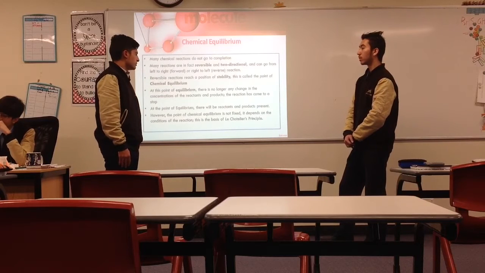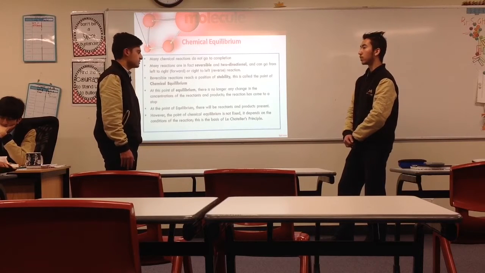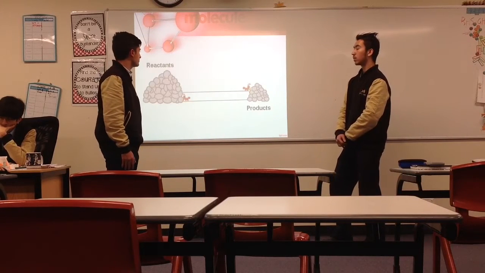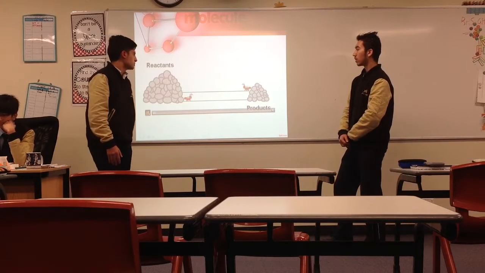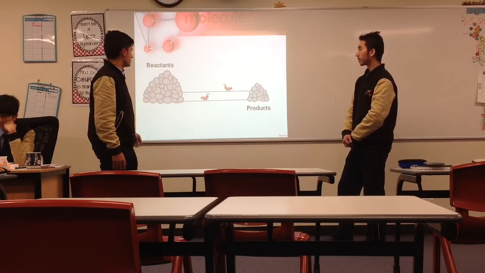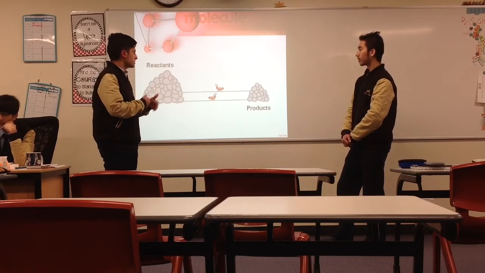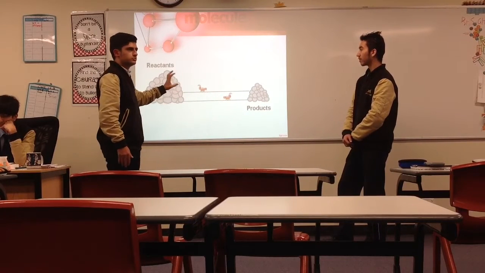At the point of equilibrium, there will be both reactants and products present. However, the point of chemical equilibrium is not fixed. It depends on the conditions of the reaction. This is the basis of Le Chatelier's principle. So this is a simulation showing that when chemical equilibria are reached, it's always in the same proportion.